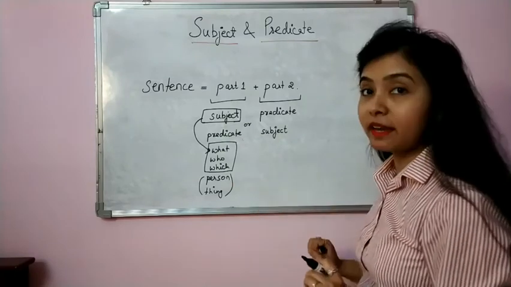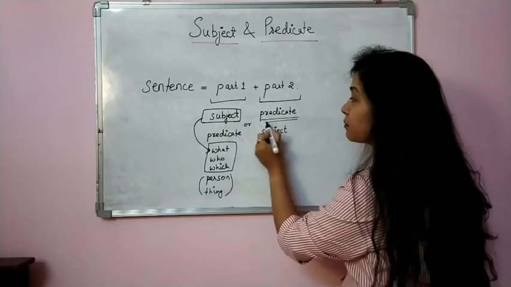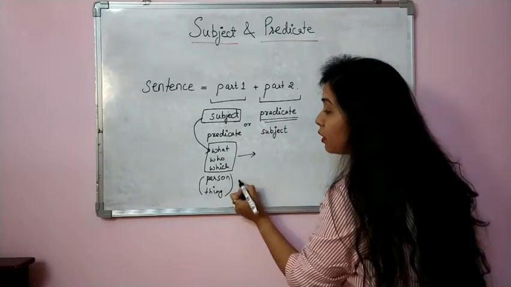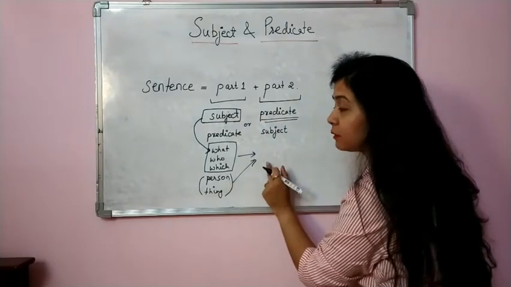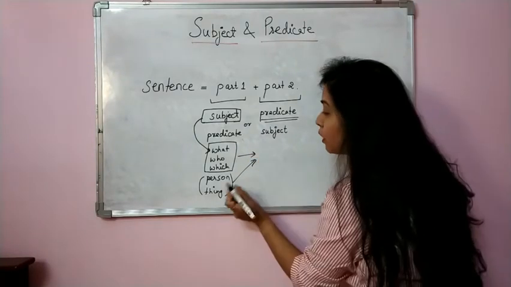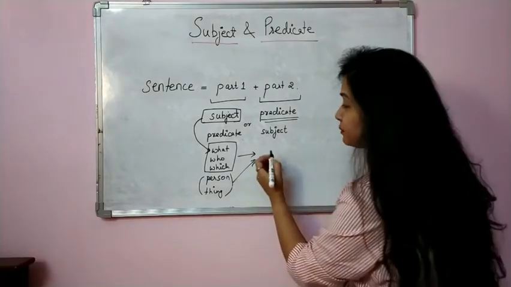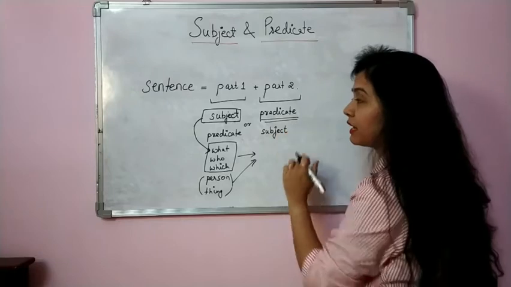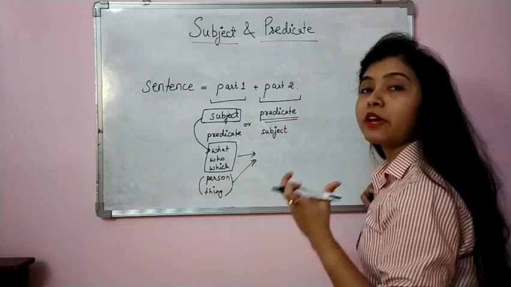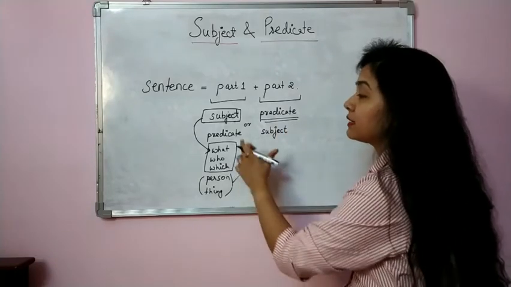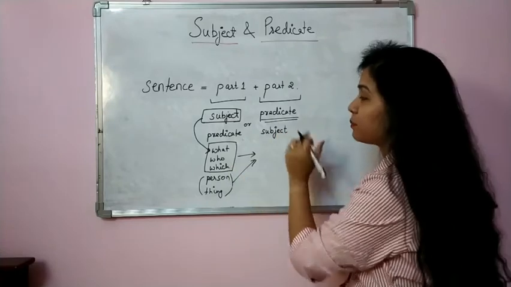And predicate क्या होता है? Predicate is what that person does, what that person is, what thing it is. That is known as the predicate. The part of the sentence which expresses what the subject does is known as a predicate.